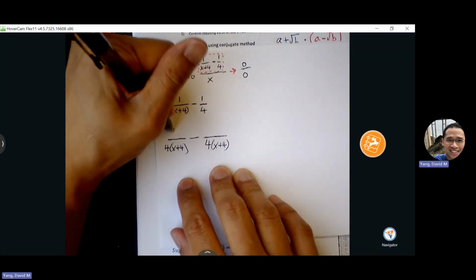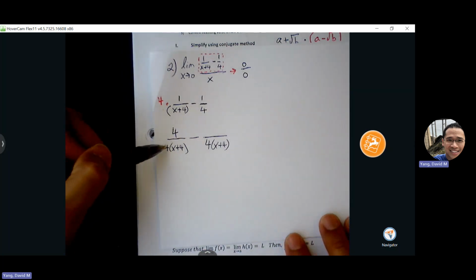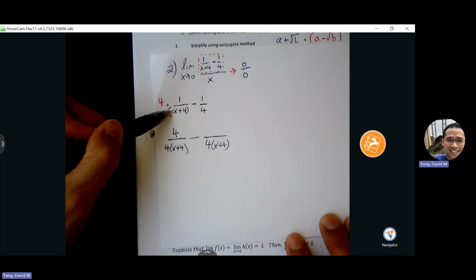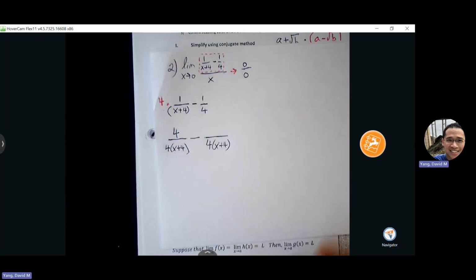So 1 times 4 is 4. So now I have my fraction balanced. This is the same thing as 1 over x plus 4, because if I cancel the 4s out, I'm back to where I started. So I haven't changed my overall value.